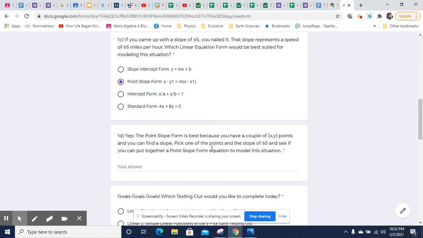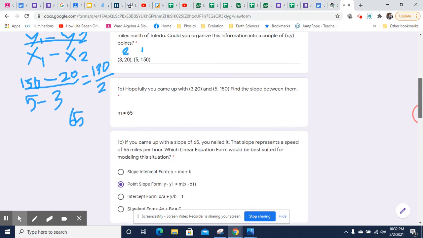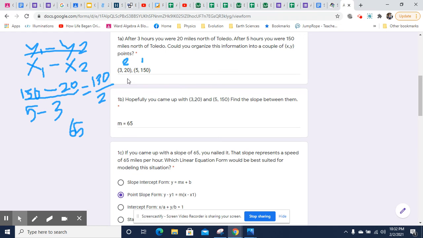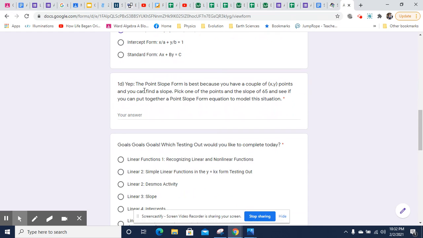And you've got these 2 points. We've got the point (3, 20) and the point (5, 150). And we've got a slope. So we can use the point-slope form. We can pick either one of those points, (3, 20) or (5, 150). Either point will do.